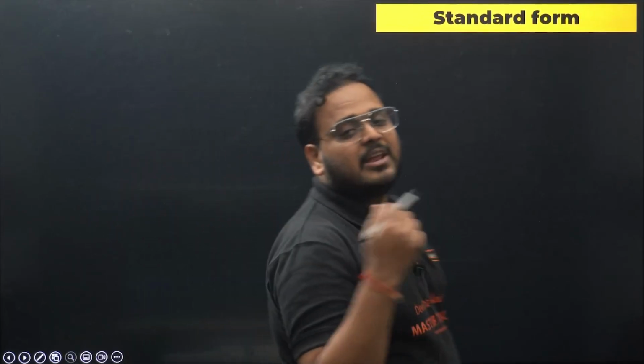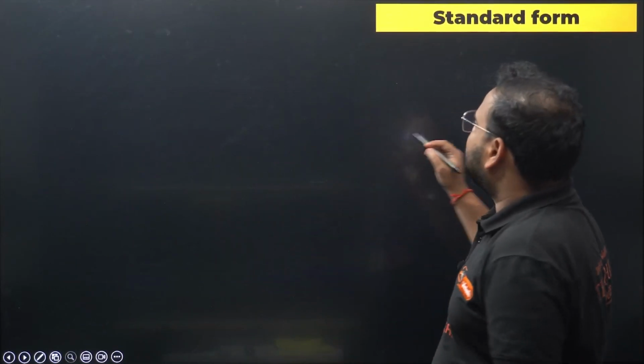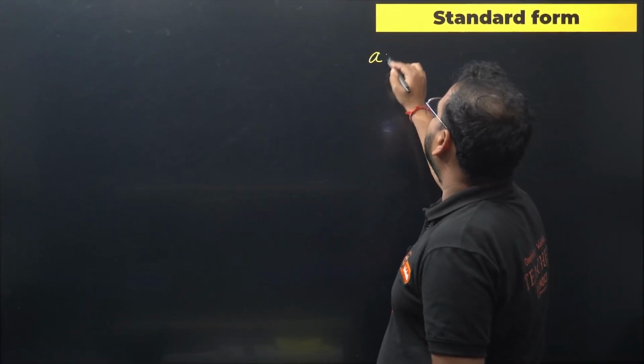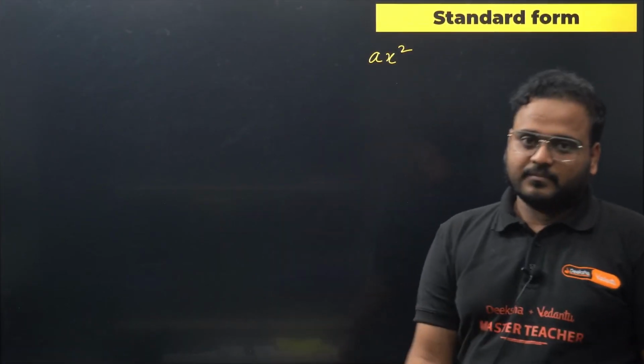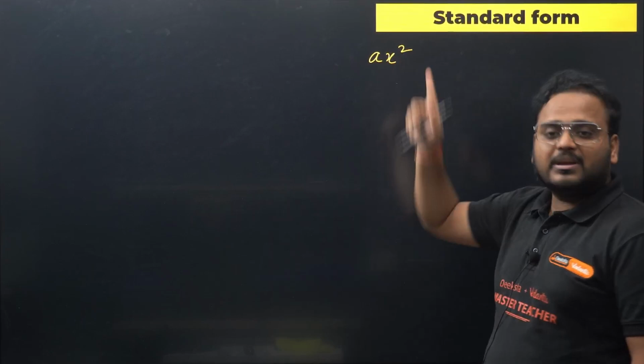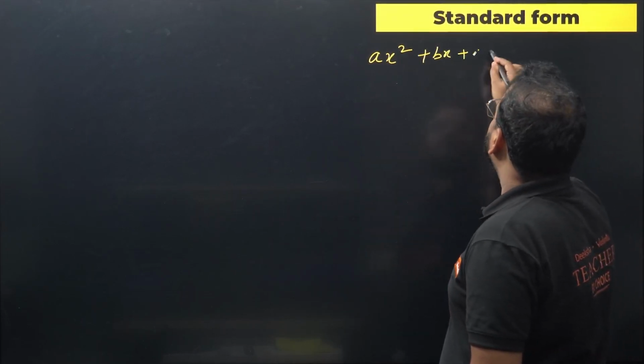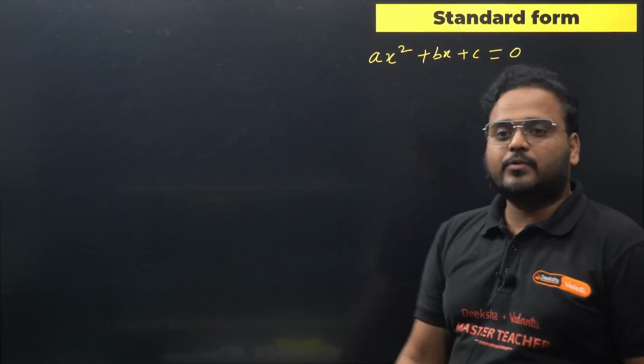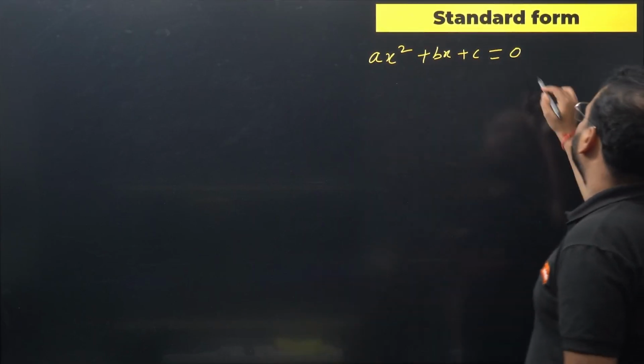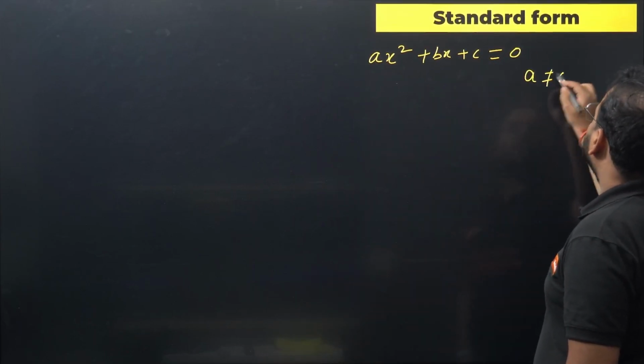Now if we move on and start our session with the very first thing, which is called the standard form of quadratic equation. We have a second degree, which means the power of the variable will be 2: ax square plus bx plus c equal to 0, and a will be a non-zero value.